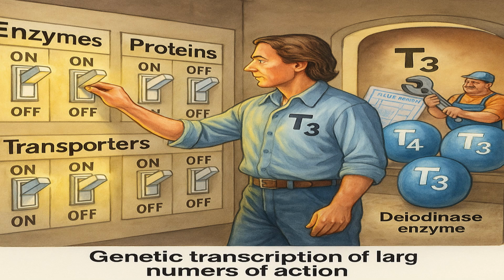So this can be depicted as a genetic light switch room. A person representing T3 walks through a control room and flips on rows of light switches labeled enzyme, protein, and transporters, while T4 molecules wait outside as blueprints, and the technician, deiodinase enzyme, converts them into T3 to enter the room.